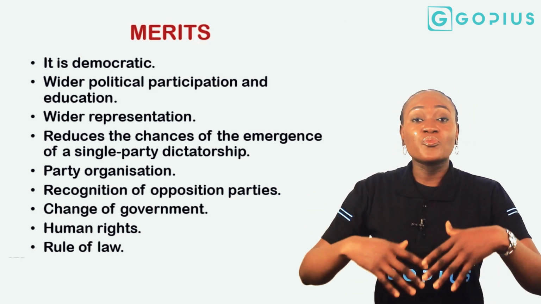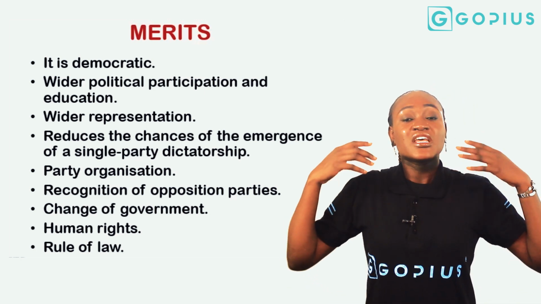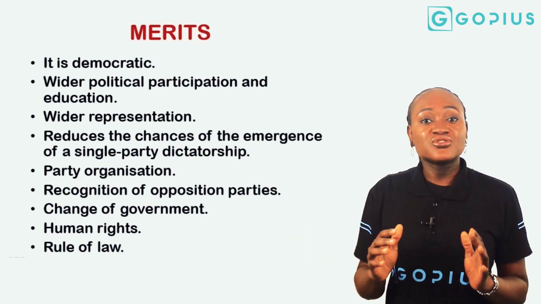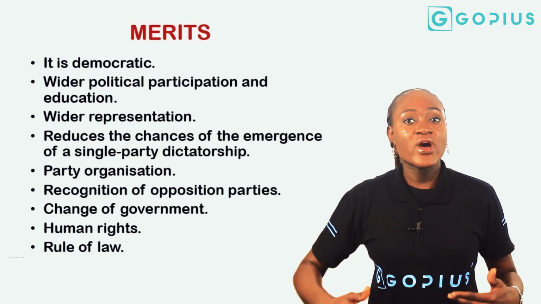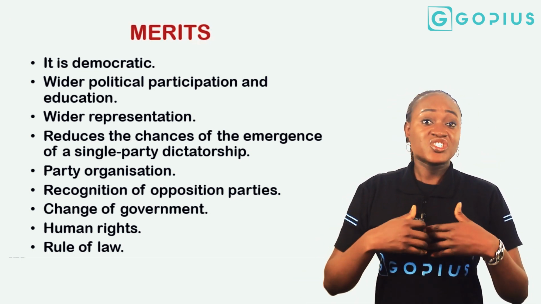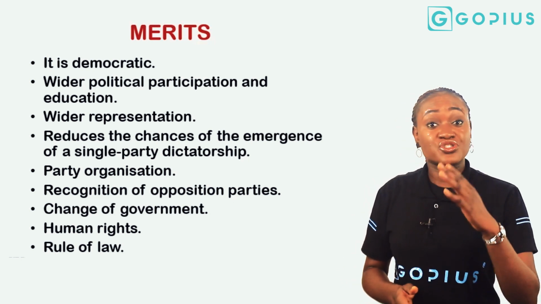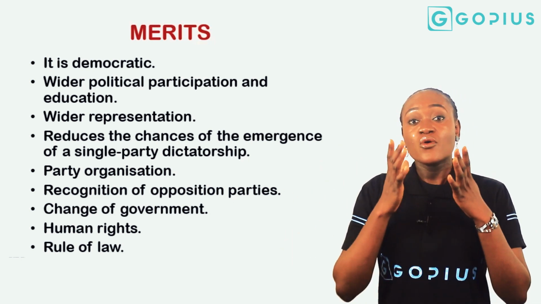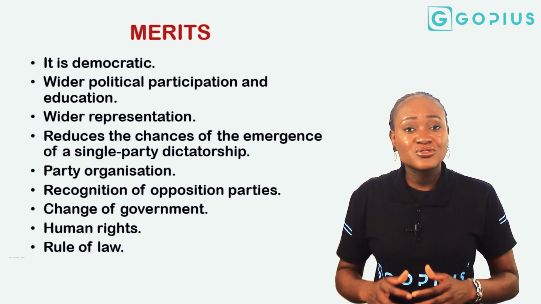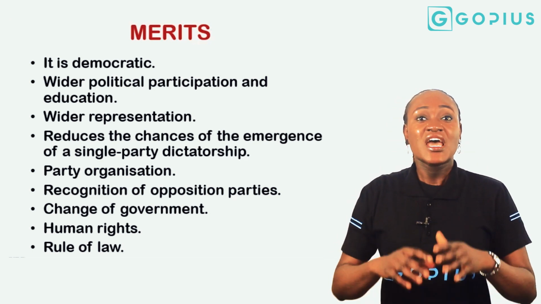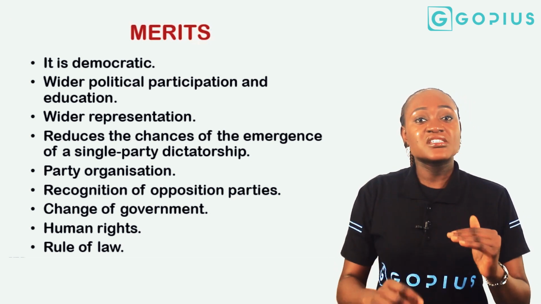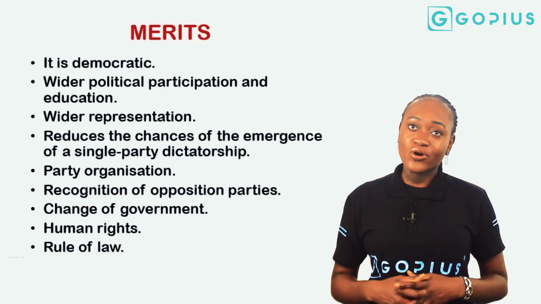It recognizes opposition parties, so everyone would have to up his game, and everyone sits up and does what he needs to do when in power, because there are opposing parties waiting for you. Change of government is very easy. Once you mess up, there is another party waiting to take over office. And of course, human rights are upheld, justice is preserved, and the rule of law is very dominant because everyone is equal before the law.